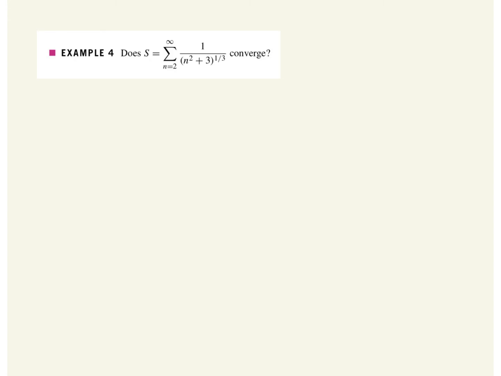Okay, does S, which equals the summation from 2 to infinity of 1 over the cube root of n squared plus 3, converge? So here I'm going to use the harmonic series. I'm going to show that 1 over n is less than or equal to our given term. And this only has to be true for n greater than or equal to 2 because that's what the summation is.